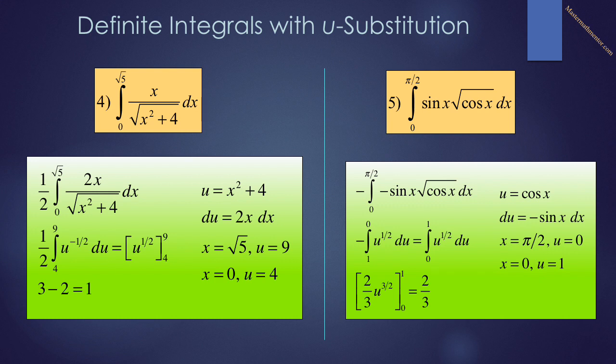We change the limits. When x is equal to 0, u is equal to 1. When x is equal to pi over 2, u is equal to 0. So we have negative the integral from 1 to 0 of u to the 1/2 du. We can get rid of the negative sign by reversing the limits, and this becomes the integral from 0 to 1 of u to the 1/2 du, which is 2/3 u to the 3/2 evaluated from 0 to 1, and our final answer is 2/3.